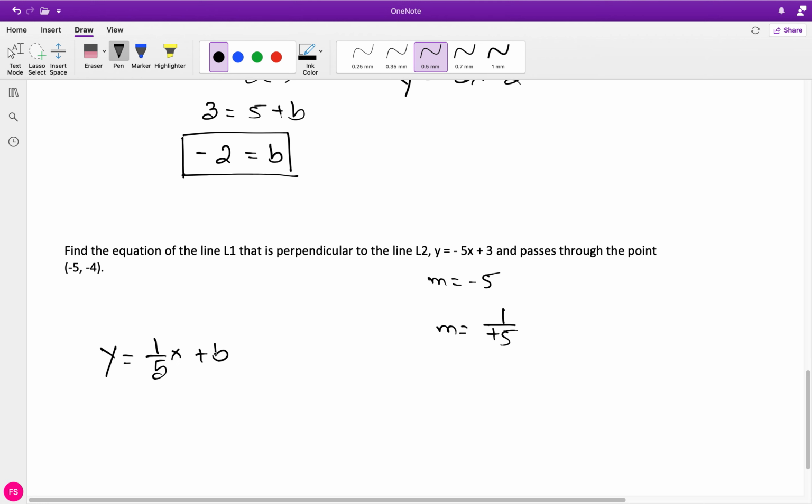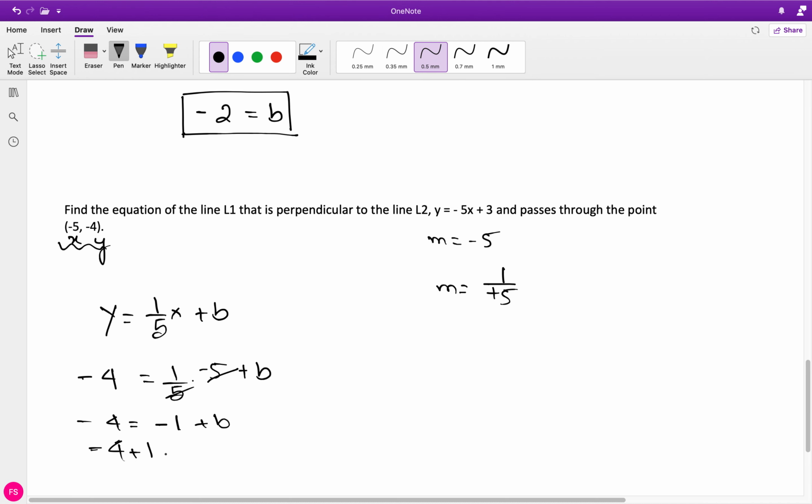But we still need to find the value of b, and we can do that by using the point that has been given. This is my x and that's my y, and I'm just going to substitute that. So y equals negative 4 and x equals negative 5, so negative 4 equals 1 over 5 times negative 5 plus b, and the 5s get cancelled out, and you just have minus 1 plus b. If you move this negative 1 to the other side, that will be negative 4 plus 1. That means my b is negative 3. So the final equation of this line is y equals 1 over 5 x minus 3.